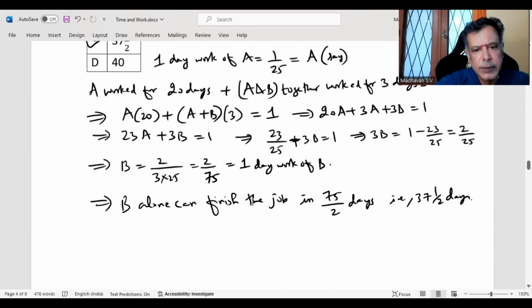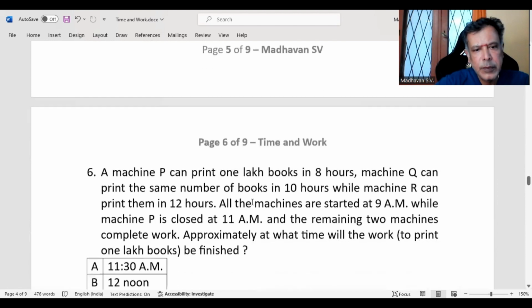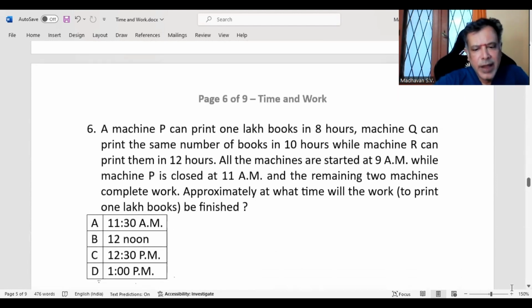6th question. A machine P can print 1 lakh books in 8 hours. Machine Q can print the same number of books in 10 hours, while machine R can print them in 12 hours. All the machines are started at 9 a.m., while machine P is closed at 11 a.m. The remaining 2 machines complete the work. Approximately at what time will the work, that is to print 1 lakh books, be finished?